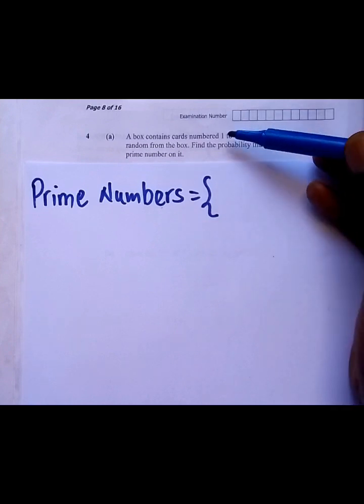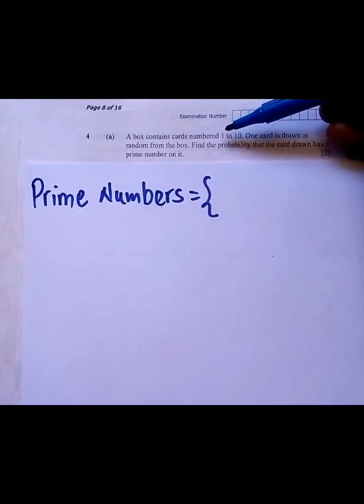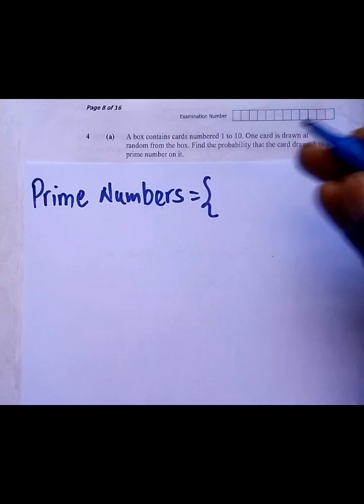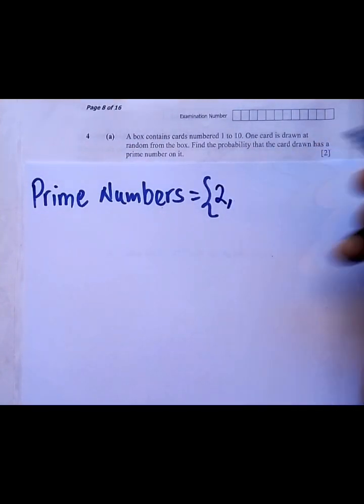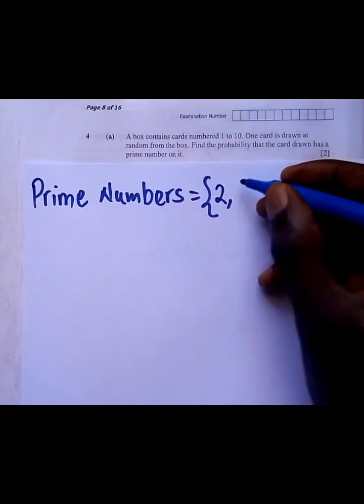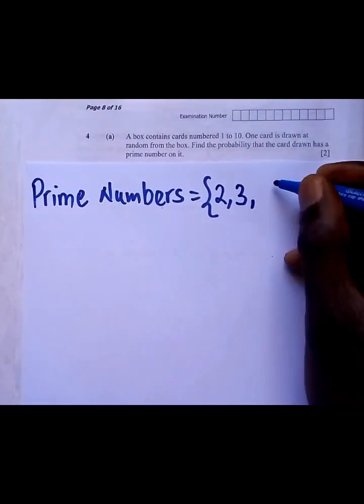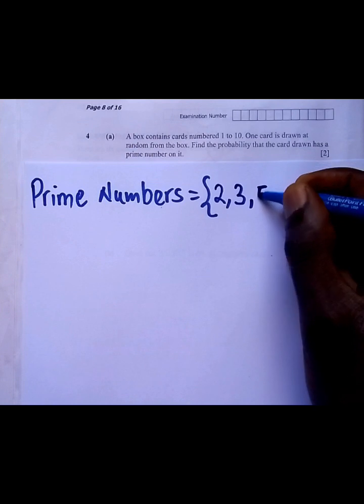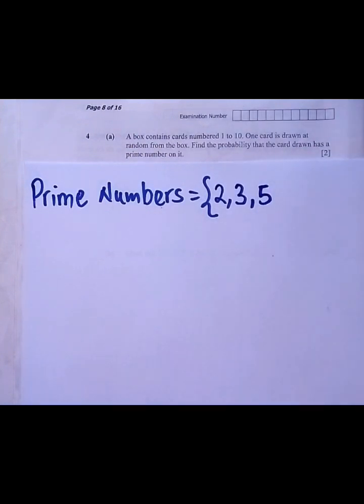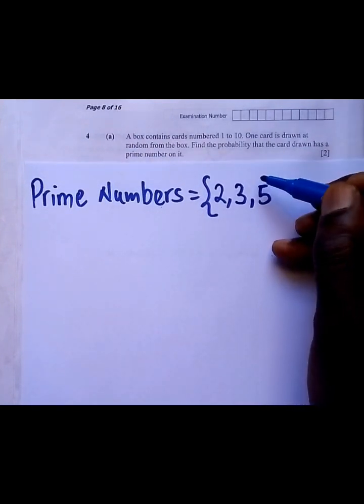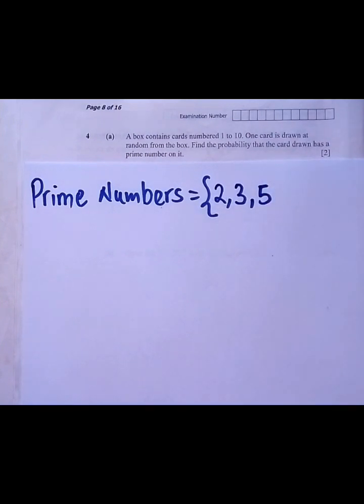So let's start with 1. Is 1 a prime number? 1 is not a prime number because it has got only one factor, 1 itself. 2 is a prime number because 1 and 2 can go into 2. 3 is also a prime number, 1 and 3 can go into 3. And we also have 5. 5 is a prime number. We've skipped 4. Why? 4 has more than 2 factors.